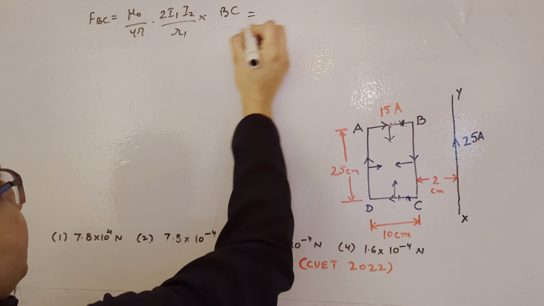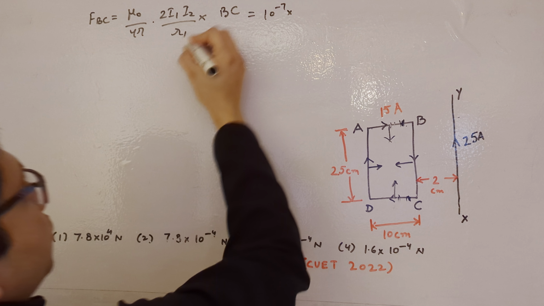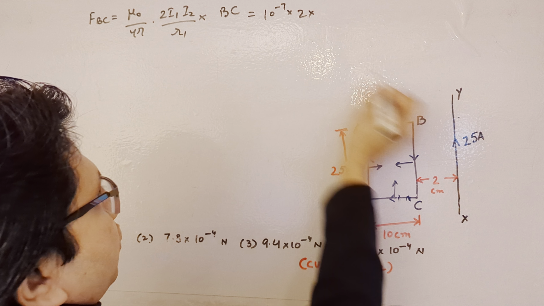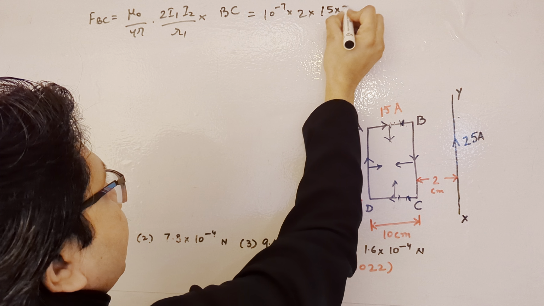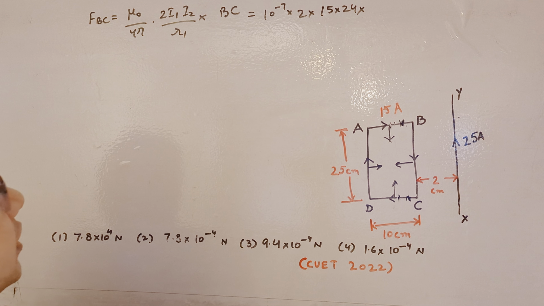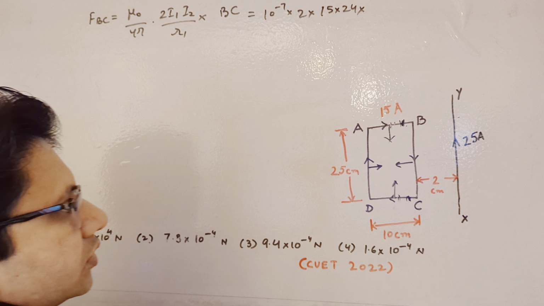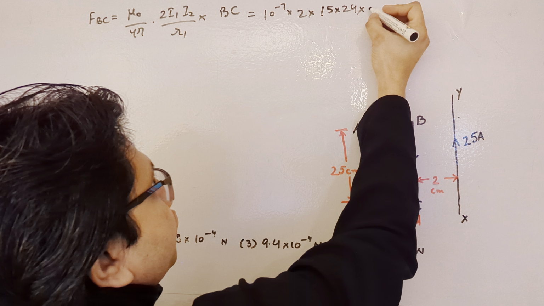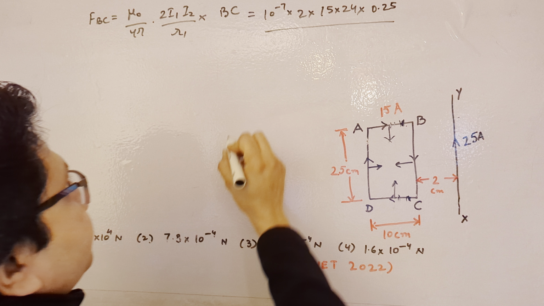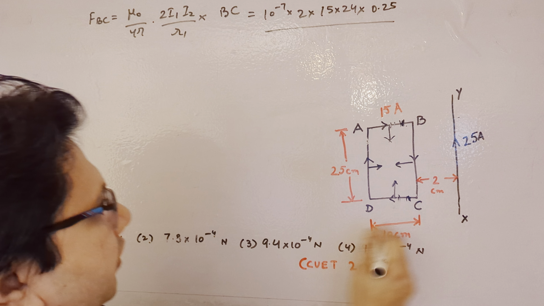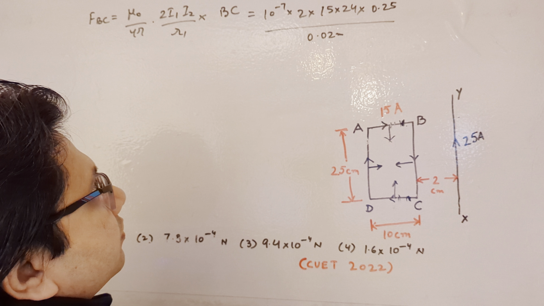Now putting the respective values, mu naught upon 4 pi is 10 to the power minus 7, then 2 into I1 into I2, which means 15 multiplied by 25, and then multiplied by the segment BC, whose length is 25 centimeter. In terms of meter, we can write it as 0.25 upon R1. R1 is this distance, so this is 0.02 meters.